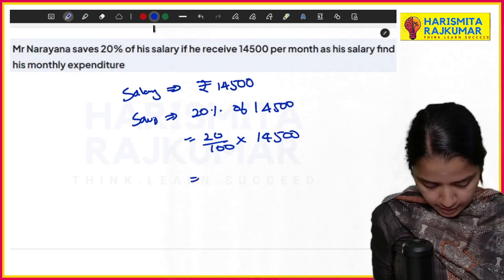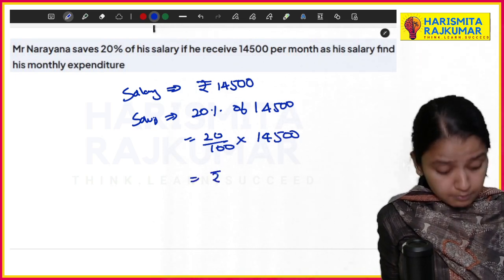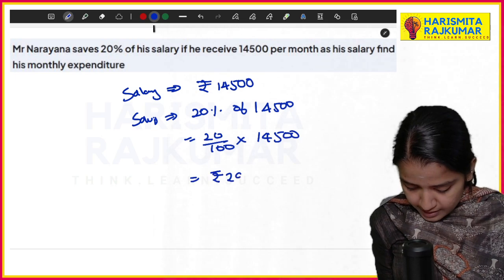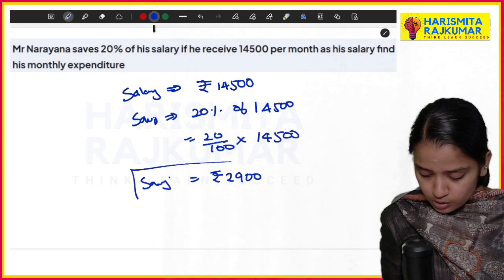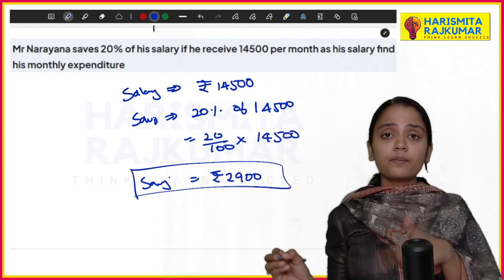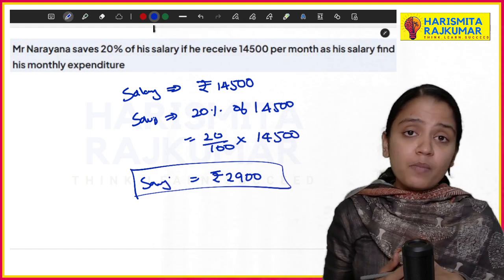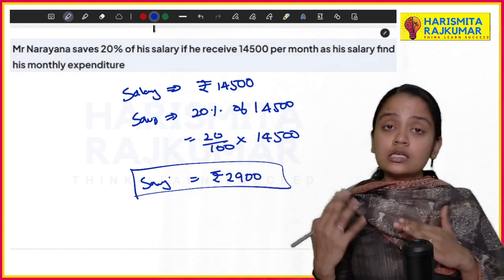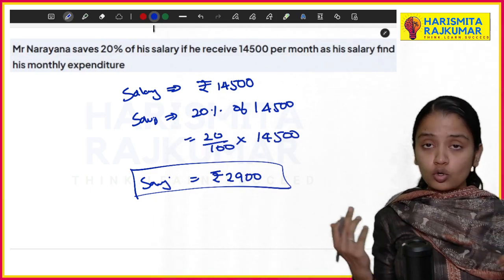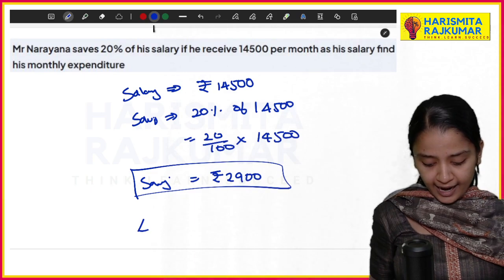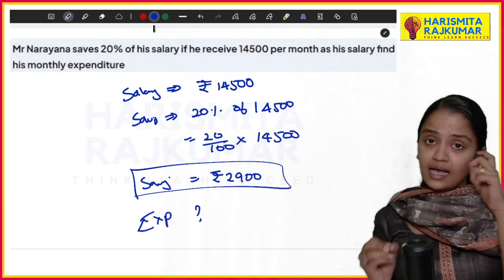So you'll be getting the amount as rupees 2,900. So he is saving rupees 2,900. They asked your monthly expenditure. What is your monthly expenditure? Which is your total salary minus saving. So find the expenditure and let me know what is the answer for this question.